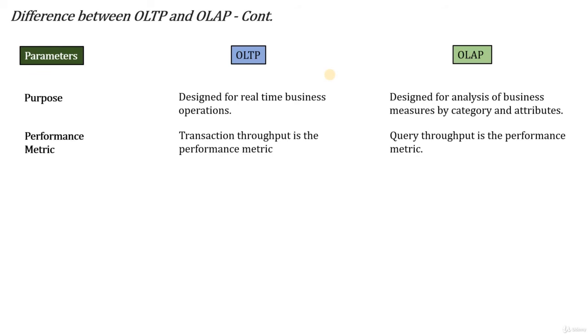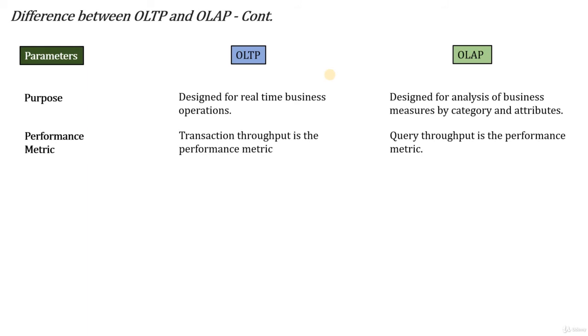For example, I might be transferring money from my account to my friend's account, and that person might be transferring from his account to my account, or I might be just pulling the account statement. So these are some of the operations performed on the application. Here the transaction throughput means when you send a query to the application, how fast it can retrieve the information. That is called transaction throughput, and it is the scale for measuring the performance of OLTP.